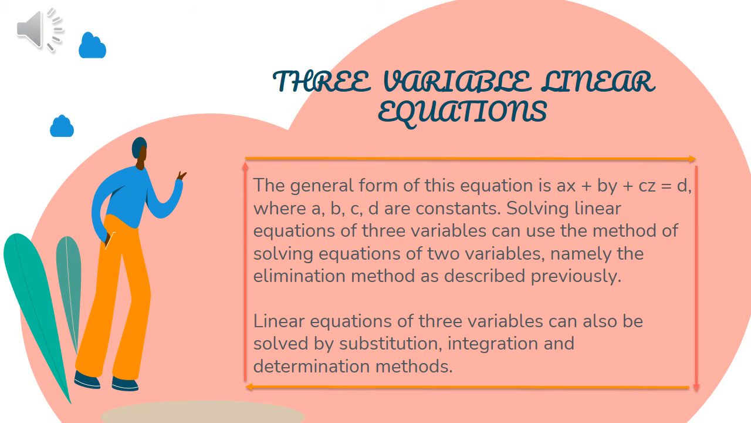Three variable linear equations. The general form of this equation is ax plus by plus cz is d, where a, b, c, d are constants. Solving linear equations of three variables can use the method of solving equations of two variables, namely the elimination method as described previously. Linear equations of three variables can also be solved by substitution, integration, and determination methods.